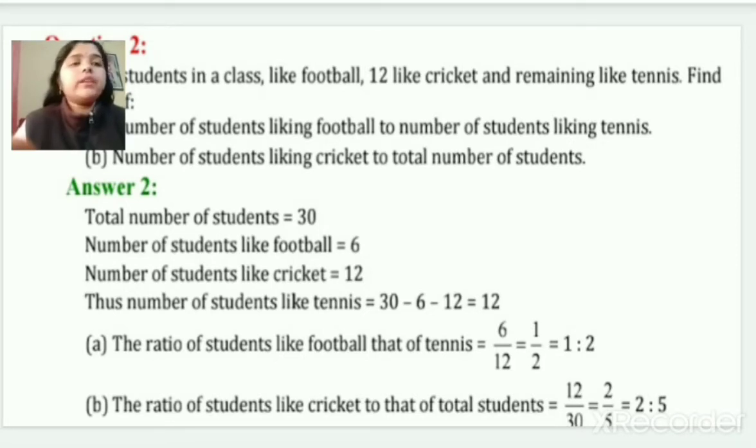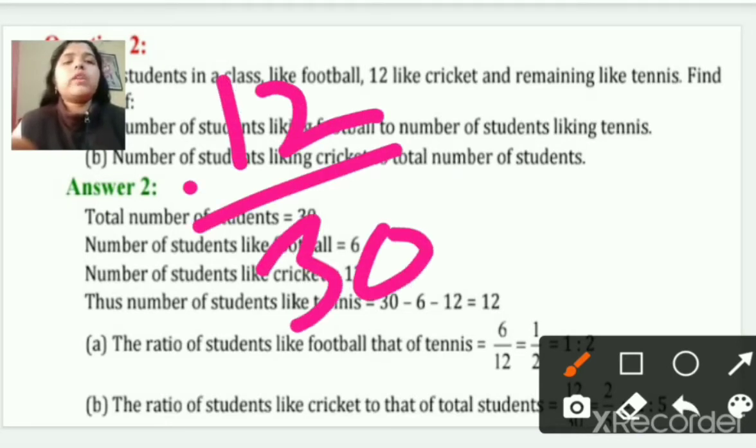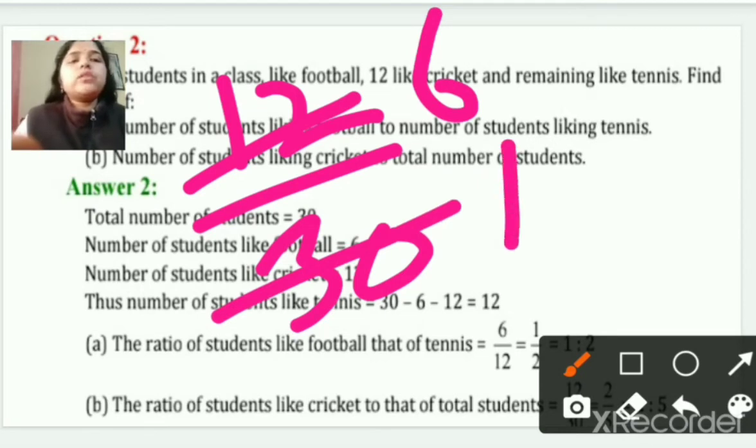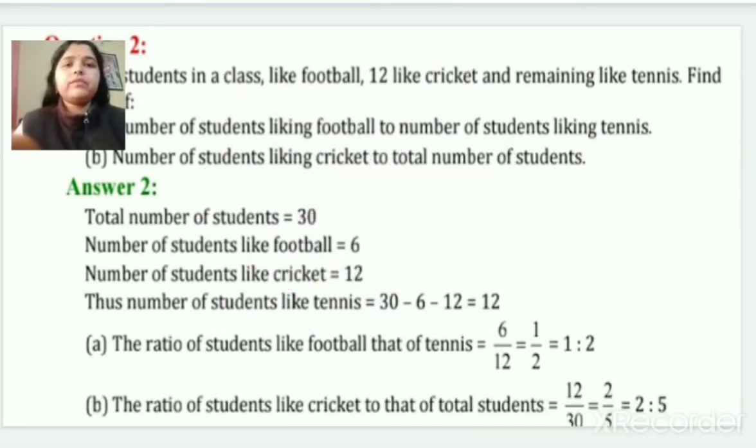You can divide this 12 by 30 by 2 also, like 2 6s are 12, 2 1s are 2 and 2 5s are 10. Okay, now divided by 3, 3 2s are 6, 3 5s are 15. So the answer is the same, don't worry about that, that is 2 ratio 5.